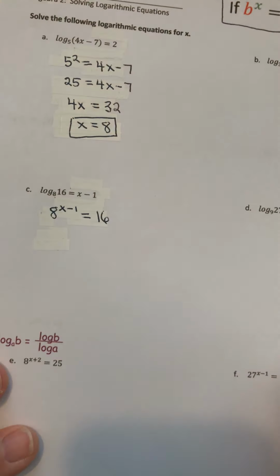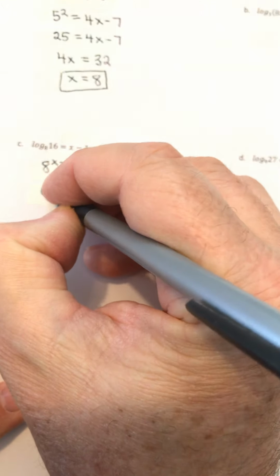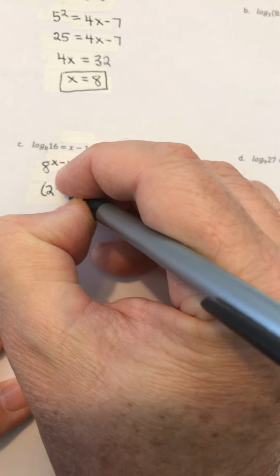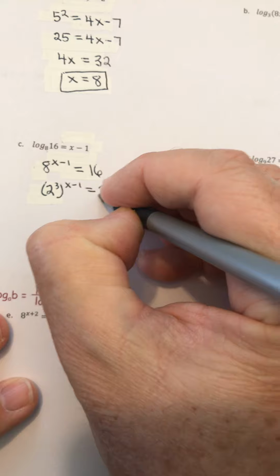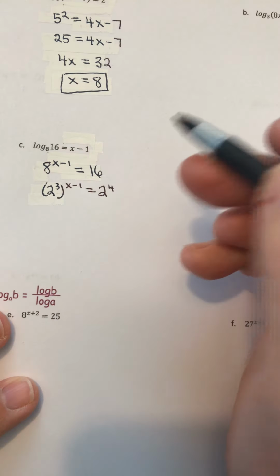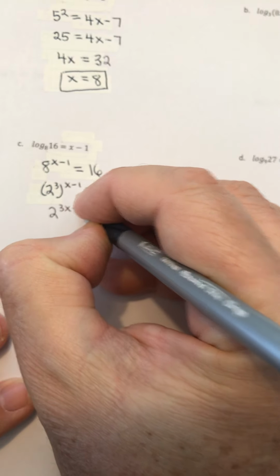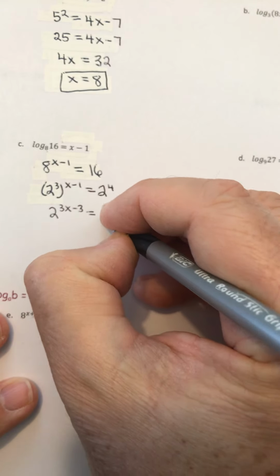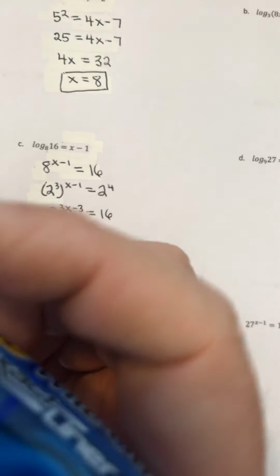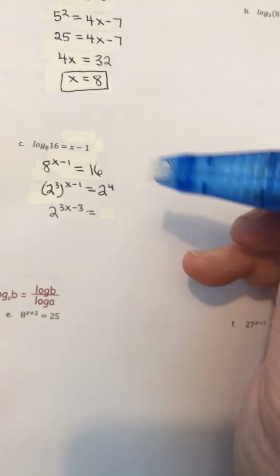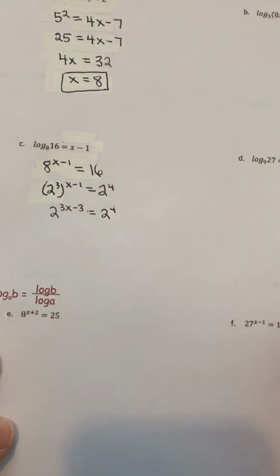And this is similar to problems we did on a previous assignment, where I want to write the bases as the same number. 8 can be written as 2 to the third, and 16 can be written as 2 to the fourth. Well, the rule of exponents is to multiply these exponents, so 3x minus 3. I want the bases the same, so I'm going to leave the 16 as a base of 2 to the fourth.